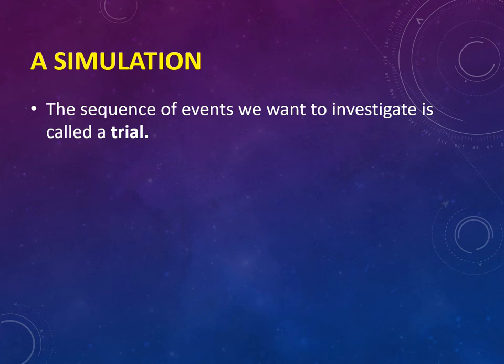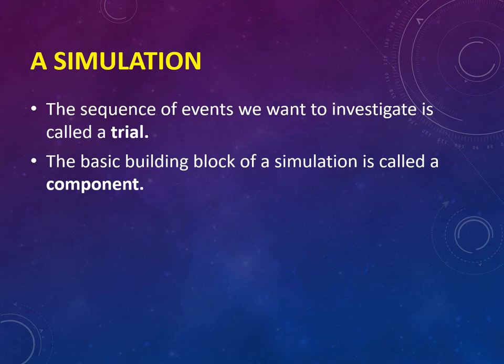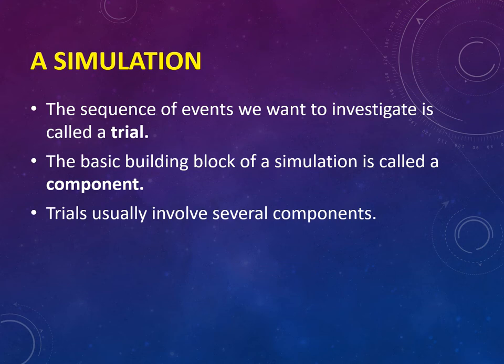So, for example, a trial might be rolling a die 3 times and finding the sum of those numbers. Each time you would roll a die and record it, roll it and record it, roll it and record it, find the sum, and that's your sequence of events. That's your first trial. Each of those dice themselves is a component. They're the things that make up your simulation. Now, your simulation itself probably involves several components. It's usually not just doing one thing once. For example, I said rolling a dice 3 times, recording the number on the face, and then finding the sum. So the component would be rolling the dice. You do that 3 times and you record the sum. So each component is repeated.